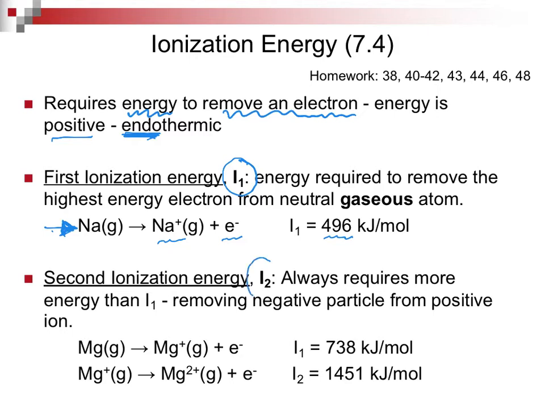There's something called a second ionization energy. Now, you will not have a neutral atom then. You already have a cation. And for that, I have used magnesium. I've shown how magnesium in the gas phase goes to form Mg+ plus an electron. It takes 738 kilojoules. If I try to remove another electron to make an Mg2+, it's going to take a lot more energy because I'm trying to take a negative particle away from a positive ion. Those are the key equations for ionization energy.